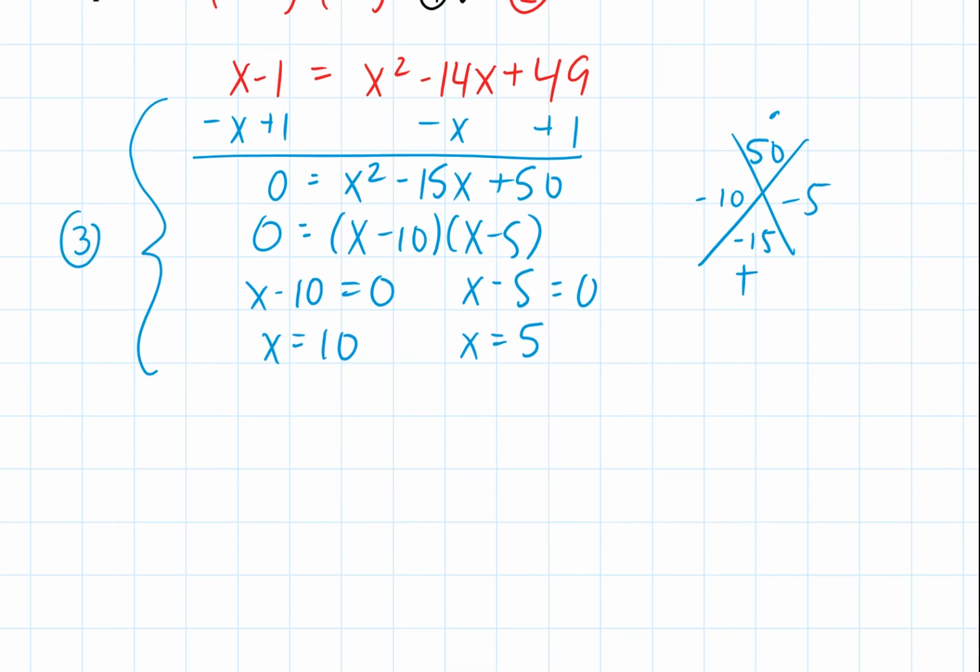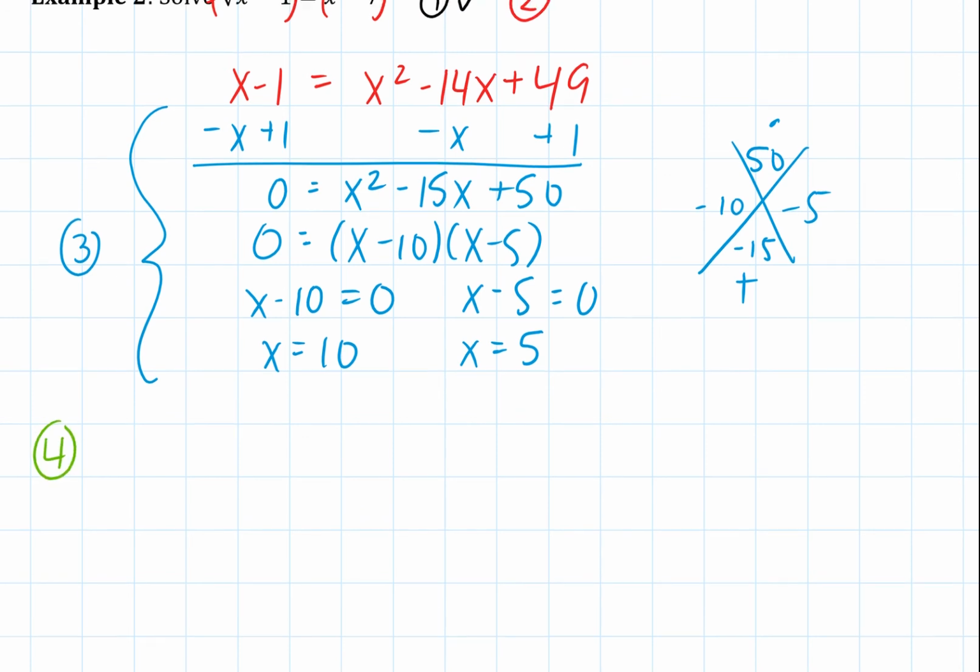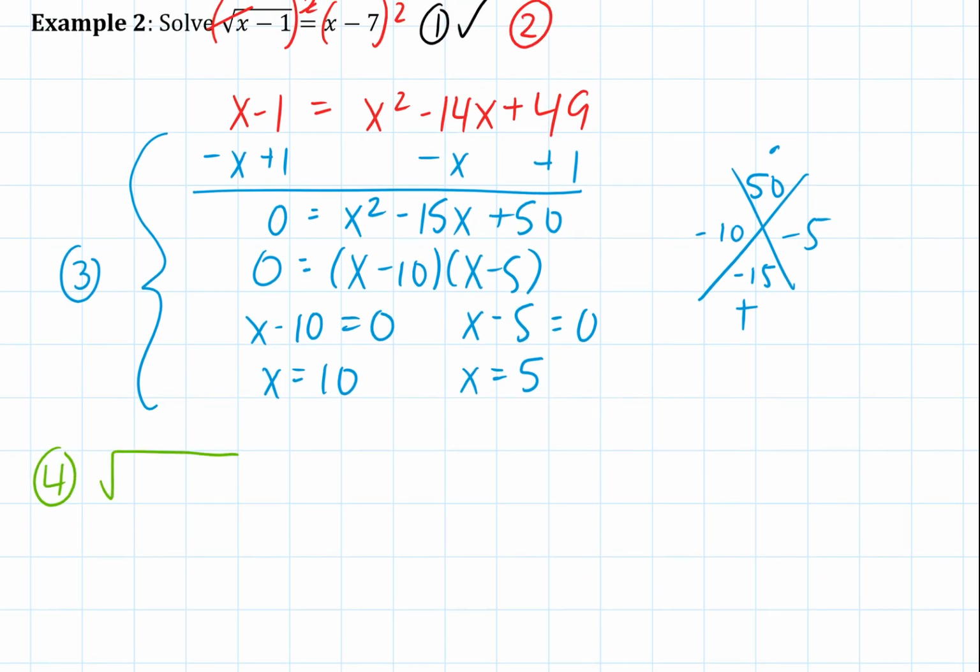Now next we need to substitute into the original equation. We'll need to substitute both x values in. So let's start with 10. We have the square root of 10 minus 1 equals, just 10 minus 7.